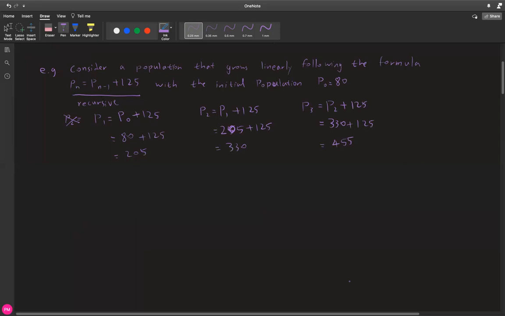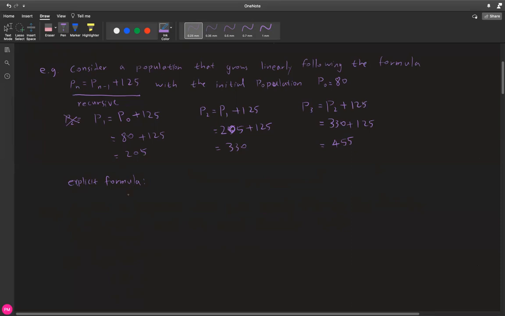So that was the type of problem that we actually did in 9.1. That was actually the easier problem. Now let's find the explicit formula. We already know the recursive formula is given as that, but how do you find the explicit formula?